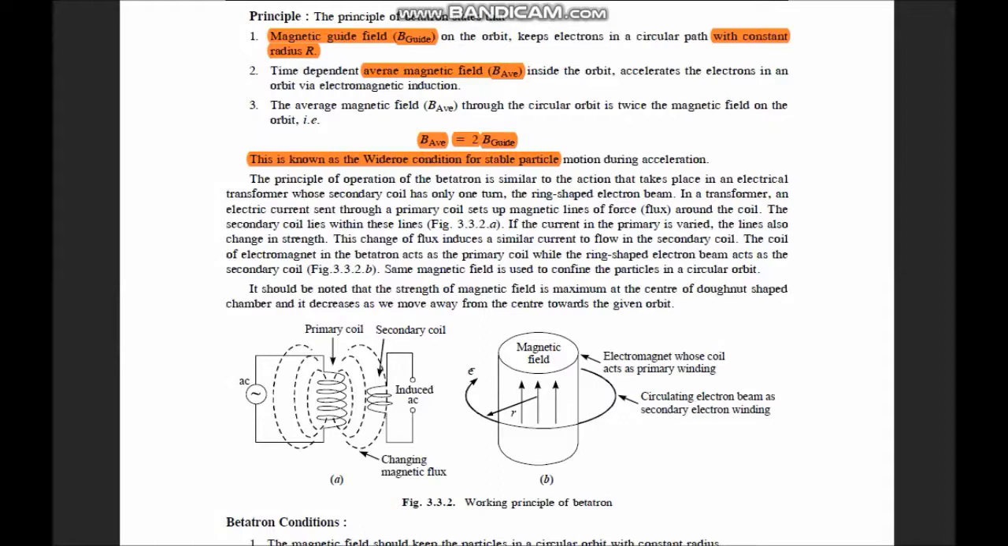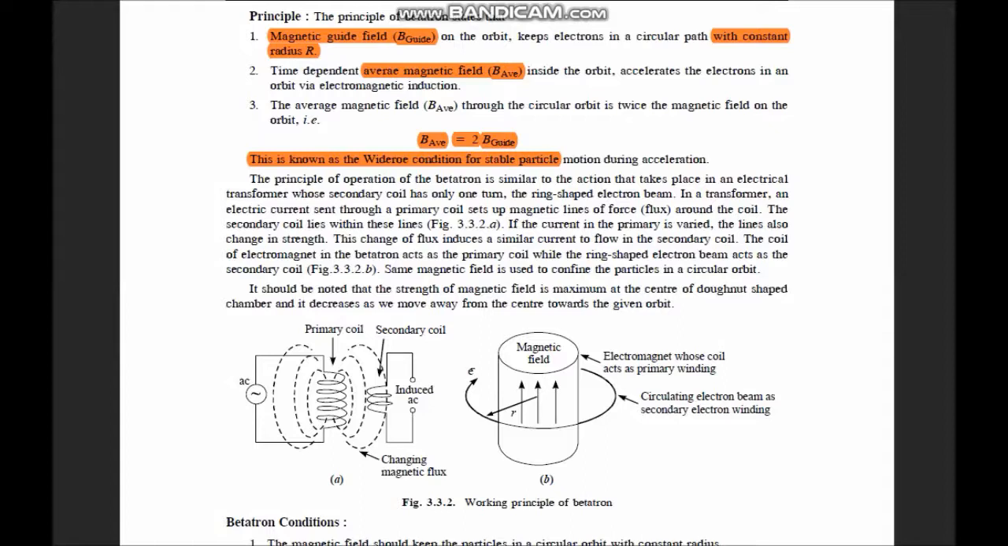One is just to guide the electrons in a particular path, and the direction of that magnetic force is perpendicular to the electron's path, so the work done by that field is zero. That field is just to move the electrons in a circular path, giving the necessary centripetal force. Whereas this B average will be a time varying field, and it will give some induced EMF which will in turn accelerate the electron.